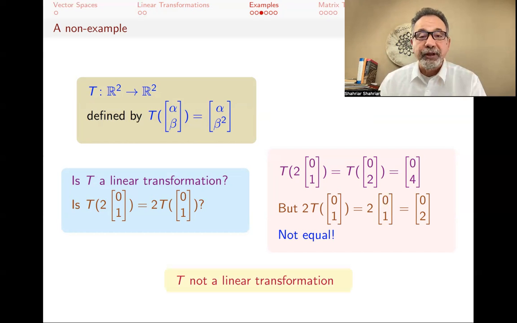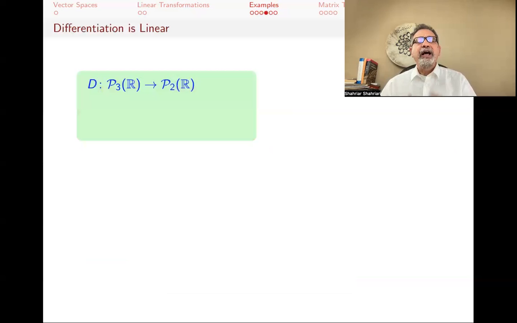So again, to prove something is a linear transformation, you have to show that it preserves addition, it respects addition, and it respects scalar multiplication. But to show that it's not a linear transformation, you just have to give one particular example. Now, I want to show you that linear transformations come up often. In fact, you have been working with linear transformations all along, for example, when you were doing calculus.